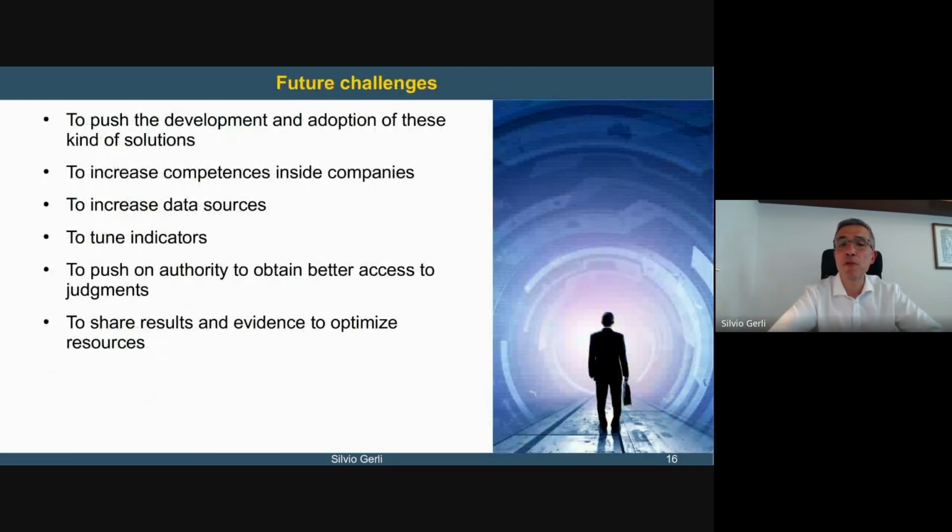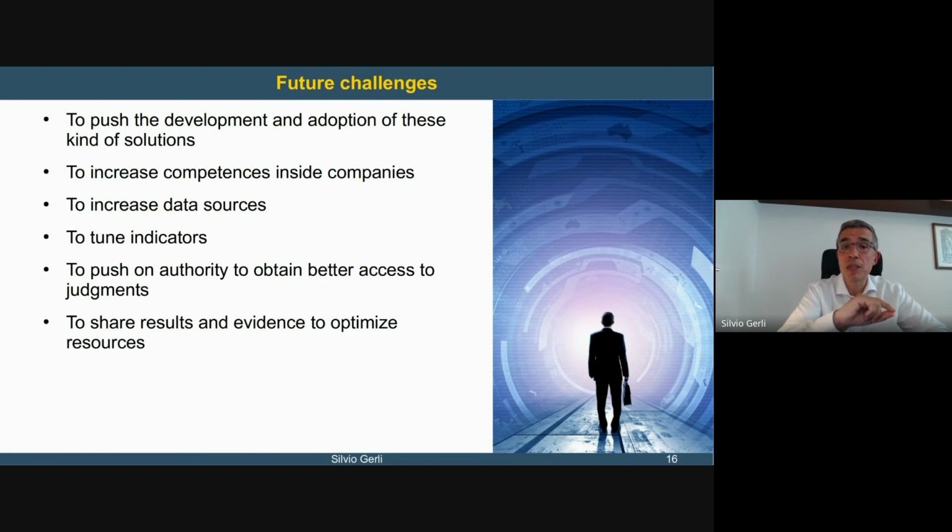Let's take a look at the future. Which are the future challenges? Just a little list. We have to push the development in companies, so there is a lot of possibility. The more companies use this kind of model, the more the model will evolve, and the more companies will have results. To increase the competencies, because it's very important. To increase data sources, there are a lot of possibilities to increase data sources. To tune indicators, because indicators are good, but have to be better and better.